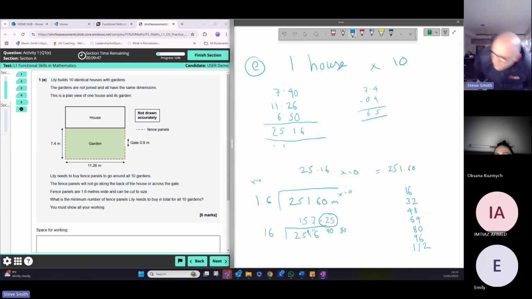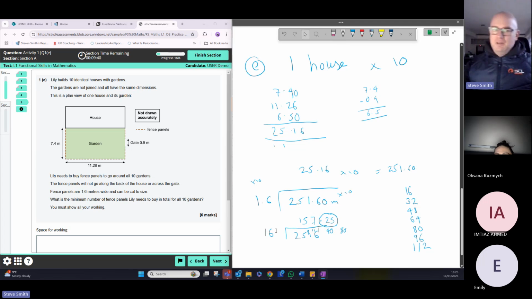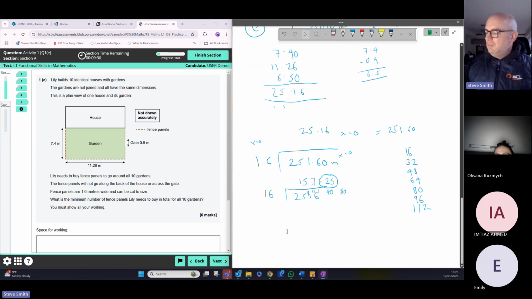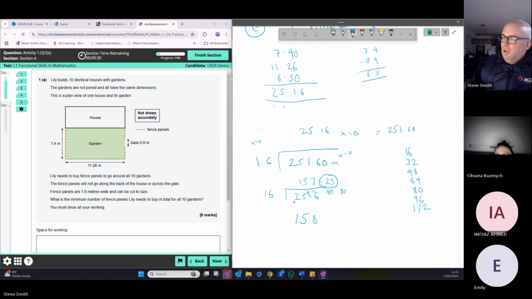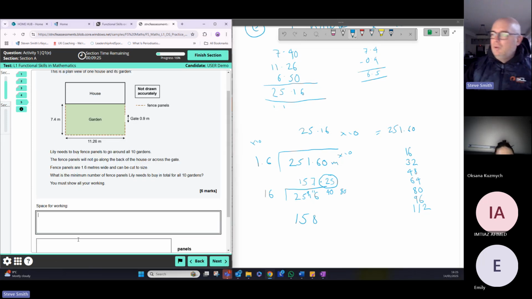Right. So we can't order from the DIY shop 0.25 of a panel. We can't do that. So it needs to be an additional full panel. So we would therefore say that this answer is 158 panels.